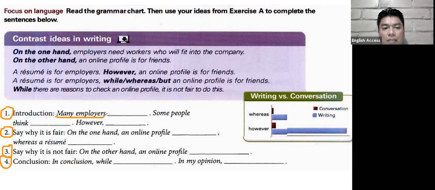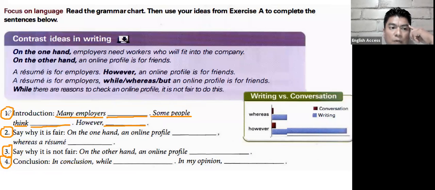Many employers, and the verb. Some people think, and an idea. However, what's after "however"? A contrasting idea, right? Okay. Step number 2. Say why it is fair. That's step number 2.